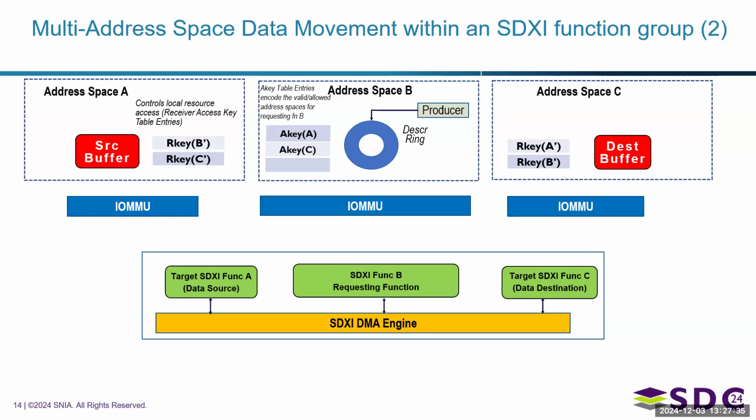So imagine you have a producer in address space B, and that's where the context lives, and the context contains the descriptor ring. You enqueue a descriptor and then ring the doorbell. That causes function B to fetch the descriptor. Inside the descriptor, you will have, let's say, two address spaces that you are moving data between. Address space A is the source address space. Address space C is the destination address space. So in the descriptor, you will have an A key and a C key. And you use the A key entry.